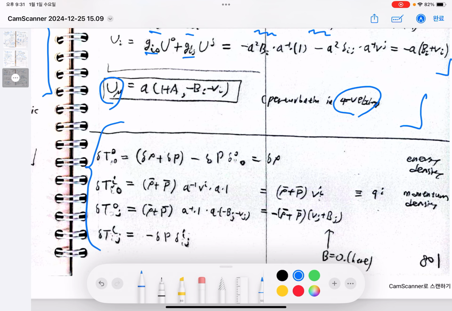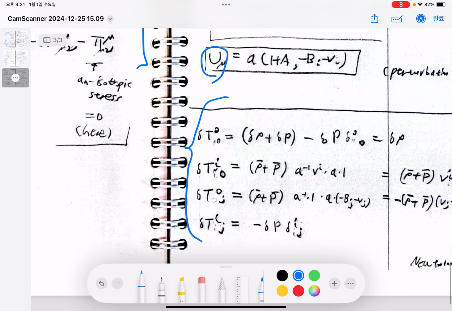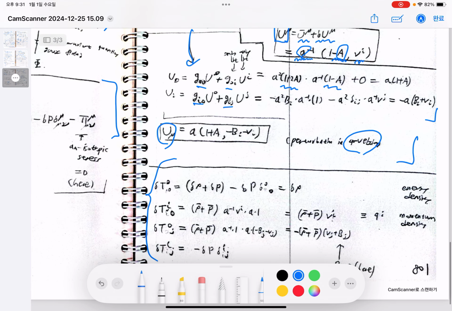We insert the four velocity here, in this term, and we only consider the linear order. Then we can calculate what each term of the stress tensor fluctuation components represents. The 0,0 component represents the density fluctuation, and the i0 component corresponds to the momentum density. And we will set B equal to zero as a gauge choice. So the 0j components are actually the same as the j0 components, and the ij components give the pressure fluctuation.